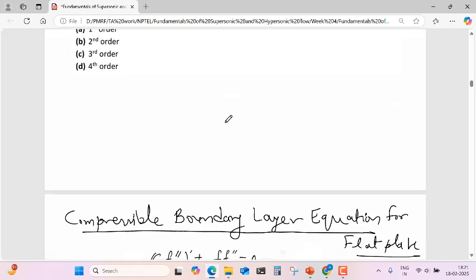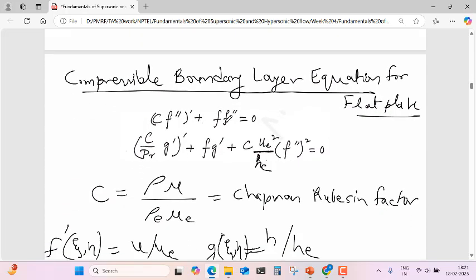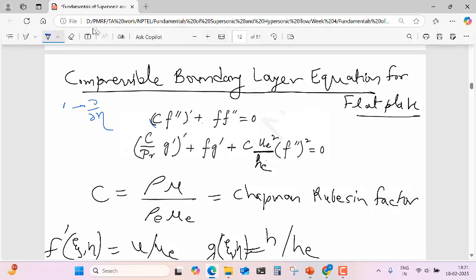Okay, then we will see what the equations are first. The compressible boundary layer equation for flat plate is given by (C F double dash) dash plus F F double dash equal to 0, and (C upon Pr G dash) dash plus F G dash plus C u e square upon h e (F double dash) whole square equal to 0. Here dash is for derivative with respect to eta, not partial.